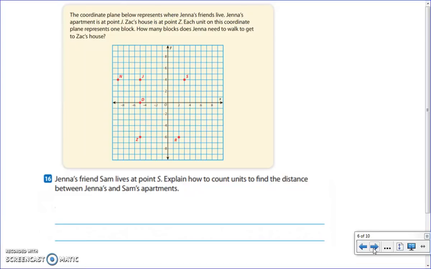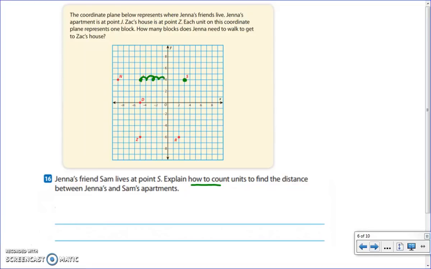Jenna's friend Sam lives at point S. Explain how to count units to find the distance between Jenna and Sam's apartments. Well, if I'm just counting, it says how to count. You just count until you get there. You can count straight across. Because Jenna and Sam are straight across from one another, I can count how many units.